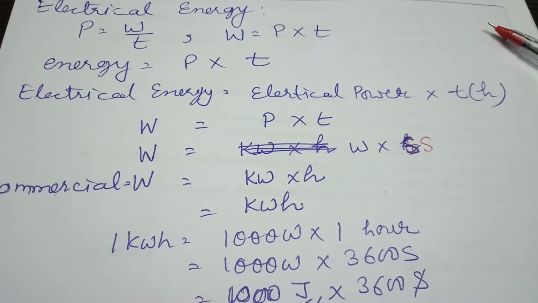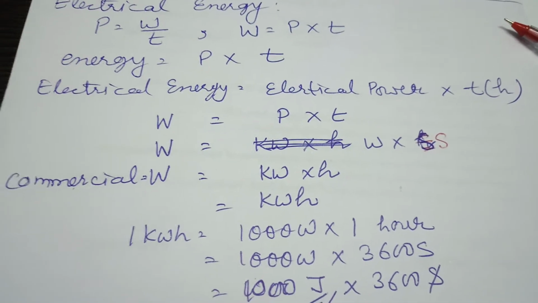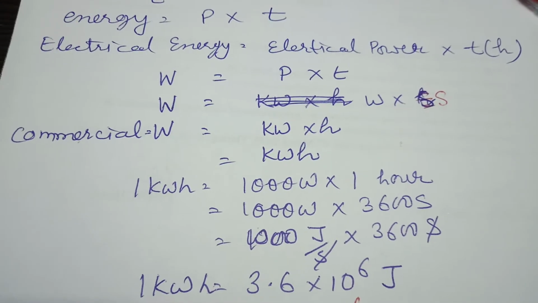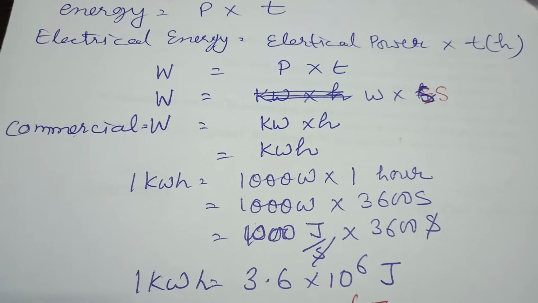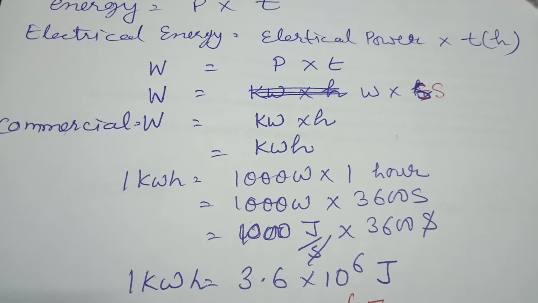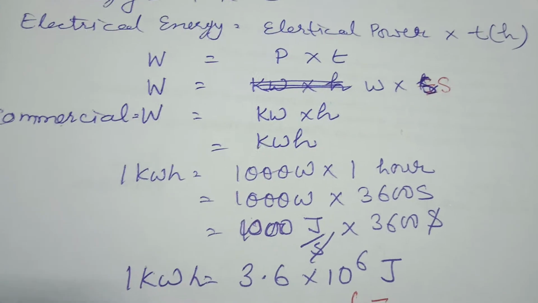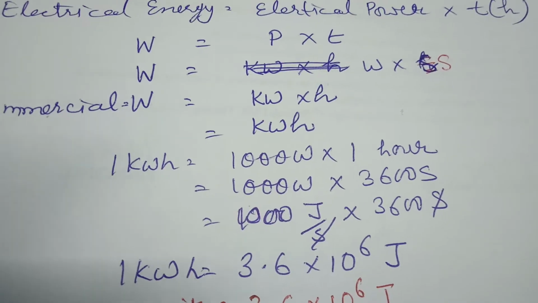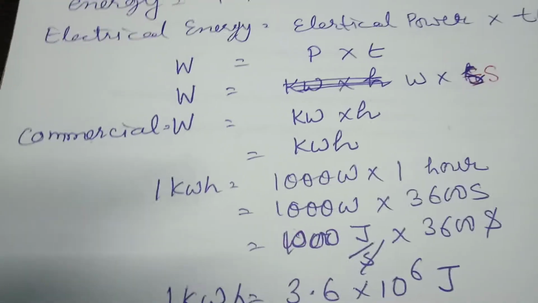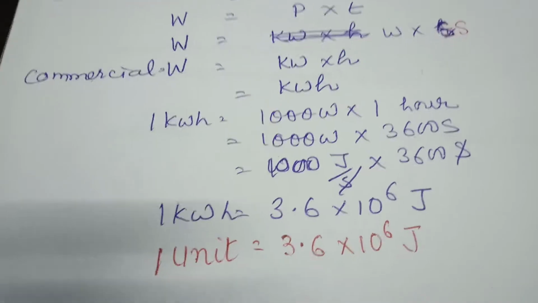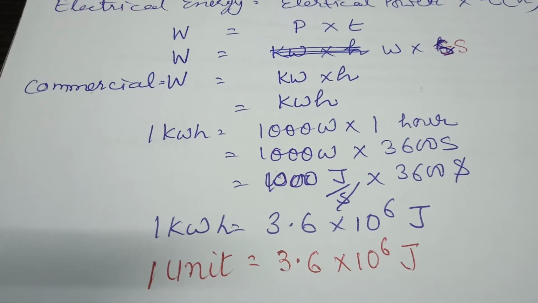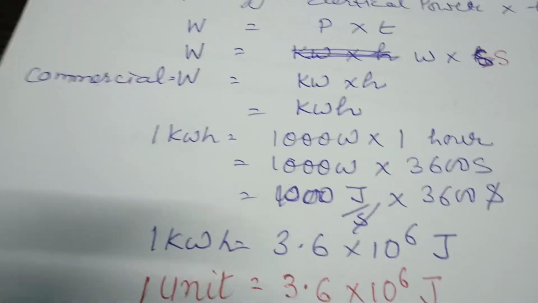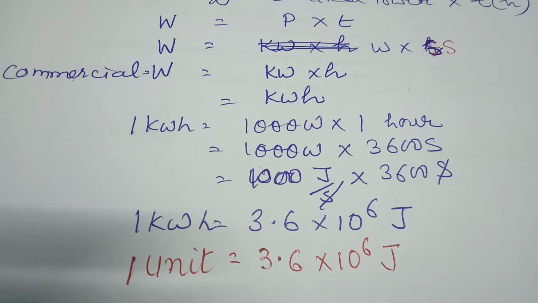If we take the power in kilowatt and time in hour, then it will be converted into the commercial unit of energy, and that is known as kilowatt hour. So 1 kilowatt hour will be equal to 1000 watt into 1 hour, so 1000 watt into 3600 seconds. Cancelling seconds on both sides, we can write 1 kilowatt hour is equal to 3.6 into 10 to the power 6 joules. So 1 unit is equal to 3.6 into 10 to the power 6 joules. So this is all about this chapter.